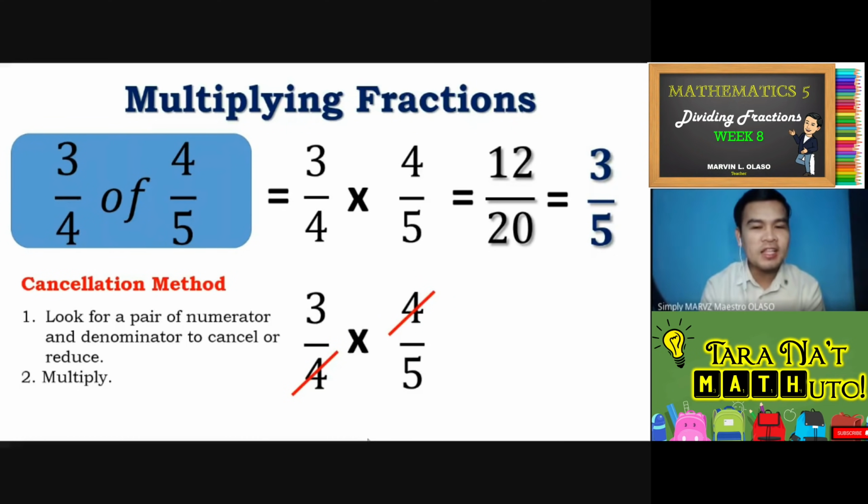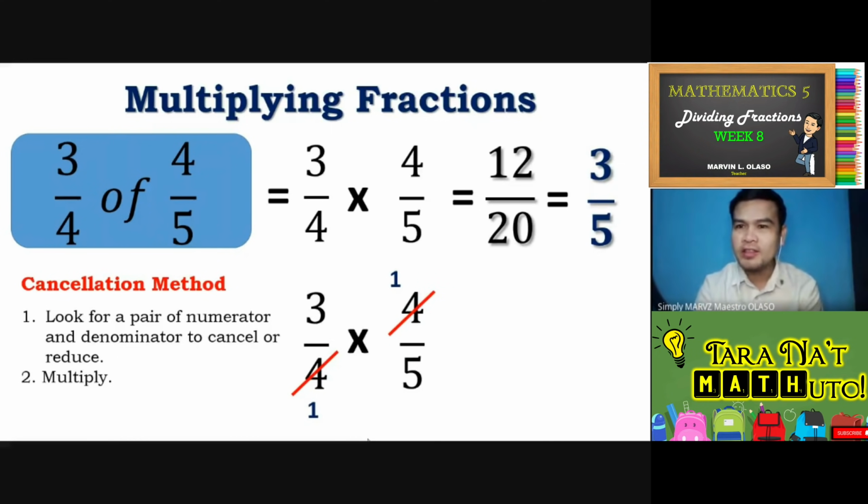Lagi niyong tatandaan, ito ang pinakamabilis na i-cancel. Kapag magkapareho ang number, ang reduced number dyan ay 1. Bakit? Because when we are dividing a number by itself, the answer is 1. Kahit 1 million pa yan, divided by 1 million, the lowest term is 1. Tatandaan po natin yan. Do we have another pair? Mayroon pa ba tayong pwedeng i-cancel? Alright, so wala na. So let's multiply now.